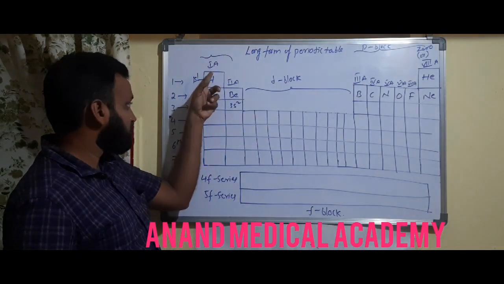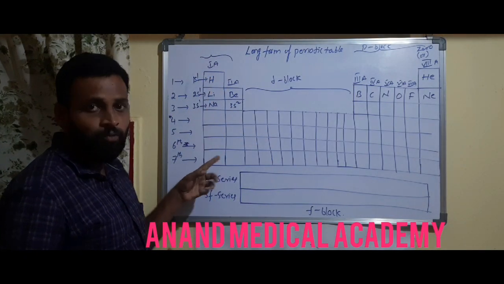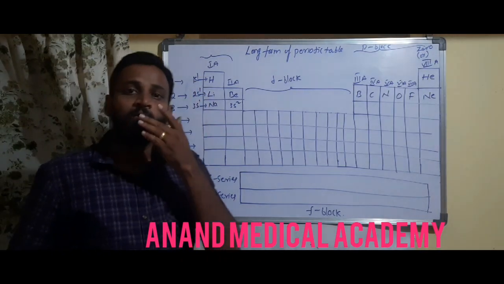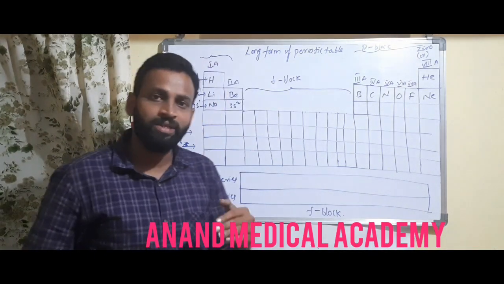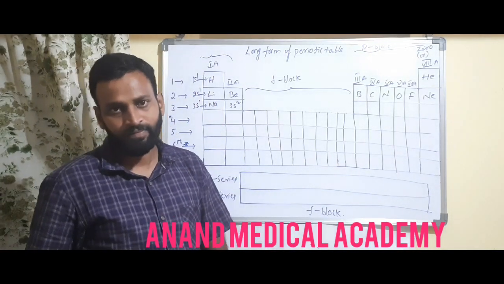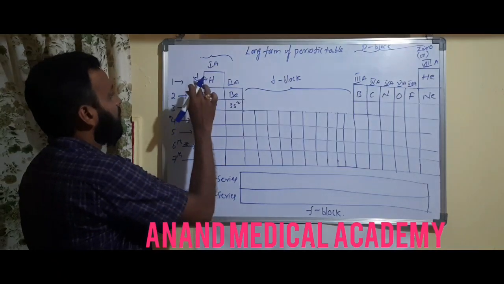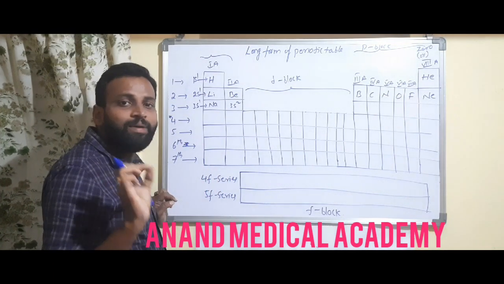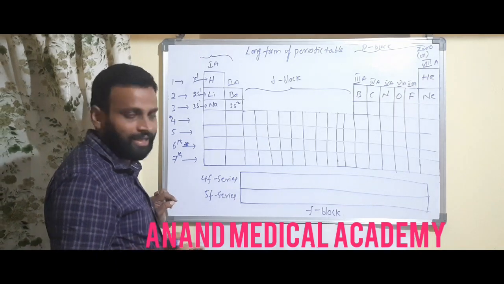The elements present in one particular group have the same number of electrons in the valence shell. Valence shell means, I told you, the last shell is called the valence shell. Hope you understood. So all elements present in a group have similar properties. Getting what I am saying?